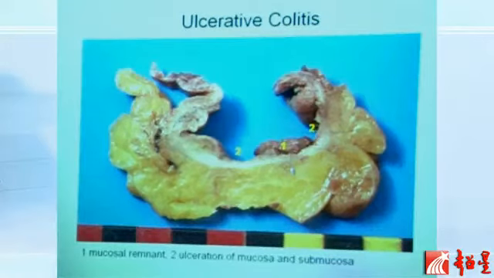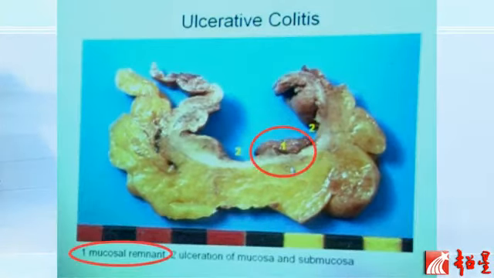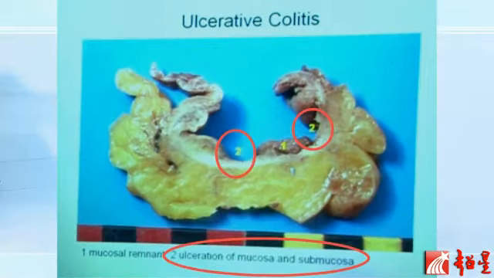So this is a cut section of ulcerative colitis. We can see this is the mucosa remnant. It's the same as the first picture. Here we can see the ulceration is superficial. It's limited, not so deep.